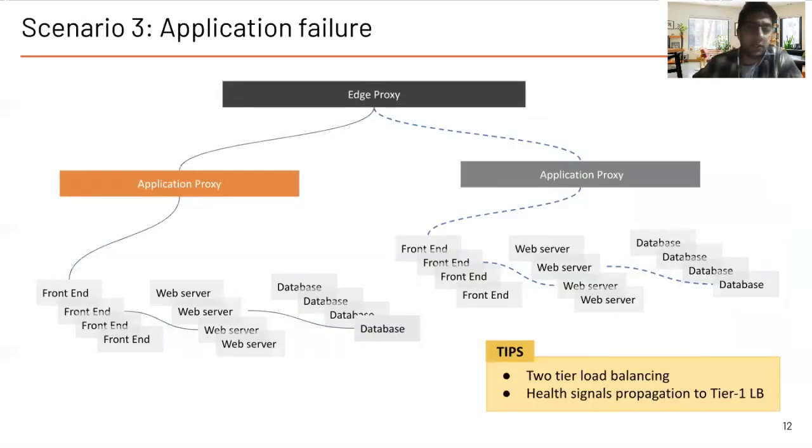Now, continuing this trend, let's say instead of a service or a service instance, it's the entire application that is down, and how do you then route traffic to a completely different instance of that application, and how you need to set up a two-tier load balancing such that the layer above it, in which case the edge proxy, can actually know which application proxy to send traffic to.